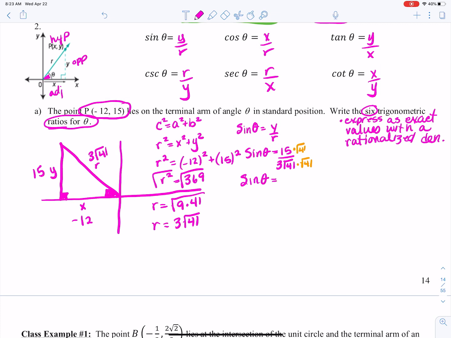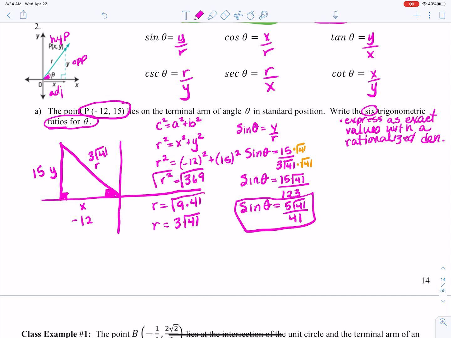is equal to 15 root 41 all over 123, and then I can go ahead and reduce the fraction. So I end up with 5 root 41 all over 41. So there's my first trigonometric ratio.